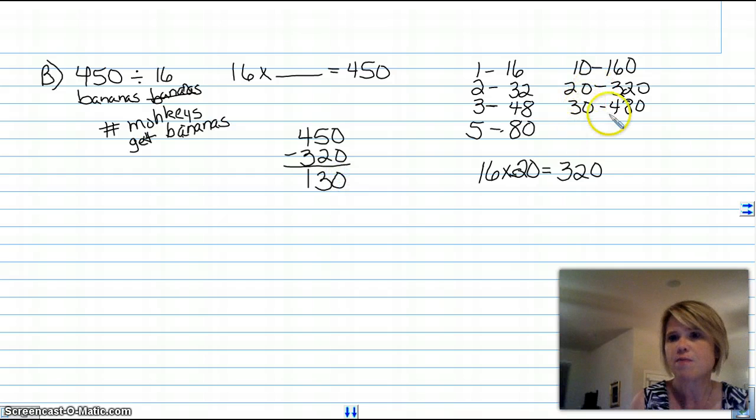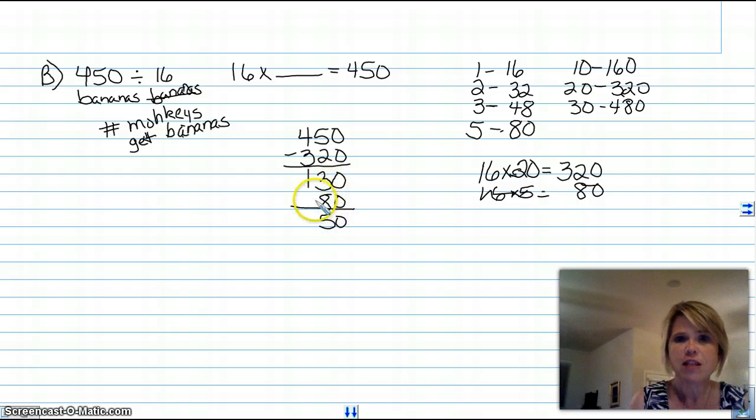Now what can I do? 10 groups is too much. Could I jump down here to 5 groups? So 16 times 5 equals 80. So when I take that away, it gives me 50, right? 13 tens, take away 8 tens is 50. Let's see. What about that 3? 16 times 3 equals 48. When I take that away, it gives me 2 with a remainder of 2.